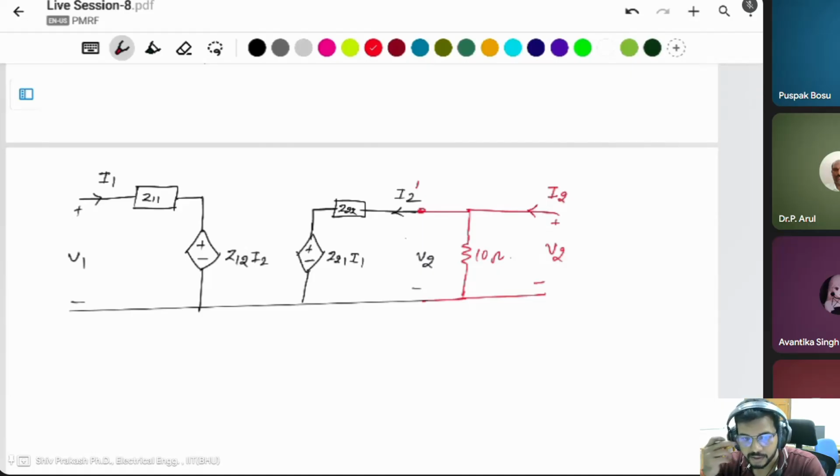In this case, you can say I2 is equal to I2 dash plus this current. This I2 is divided into two parts, I2 dash, and this current is V2 by 10 because the resistance is given. You can say this is equation number first.